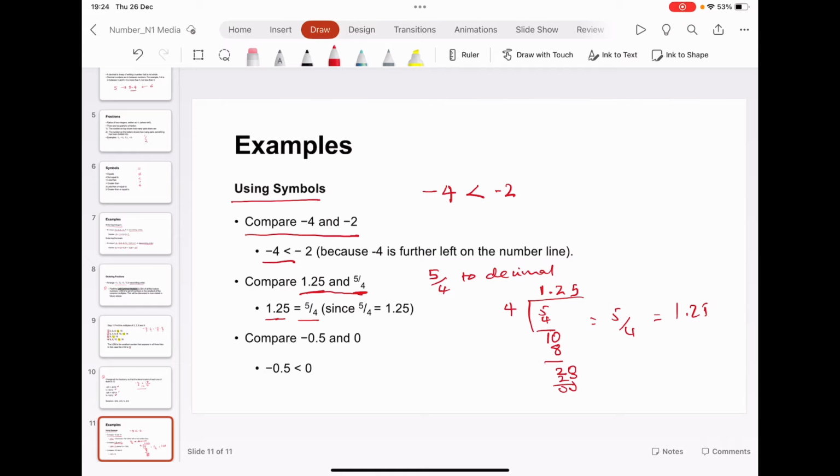Okay, and the next one is to compare negative 0.5 and 0. We know negative numbers are smaller than positive numbers, so we can say negative 0.5 is less than 0.